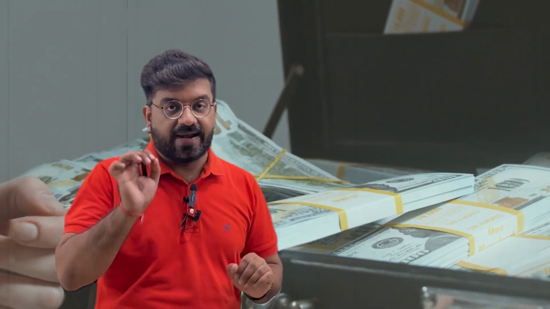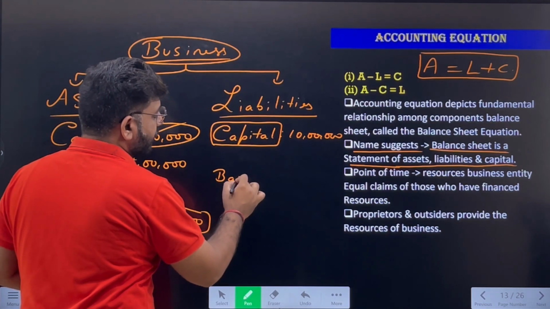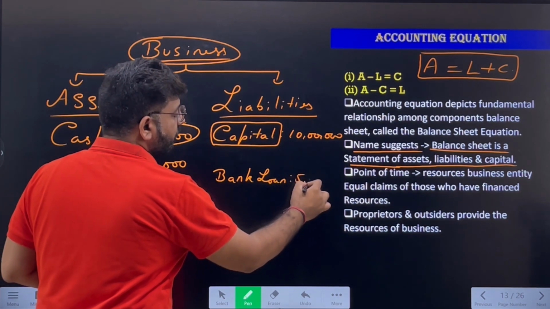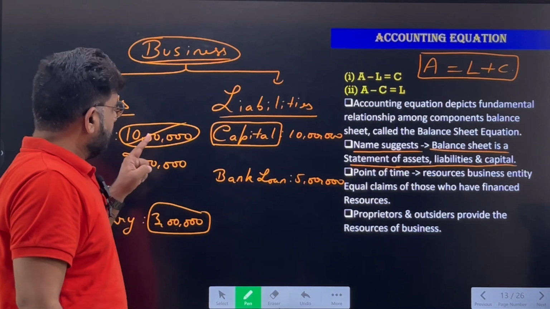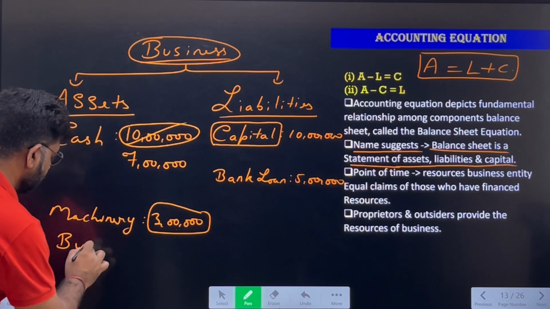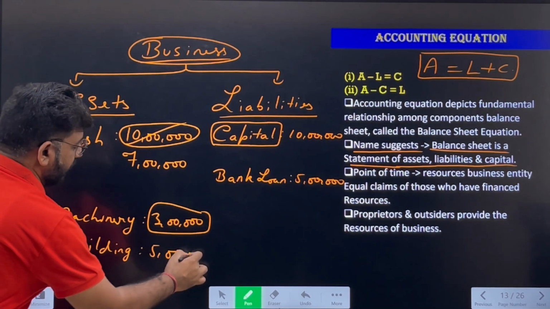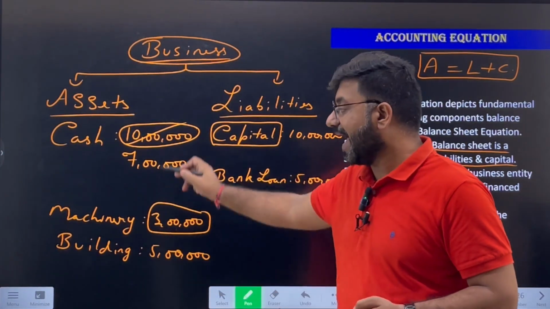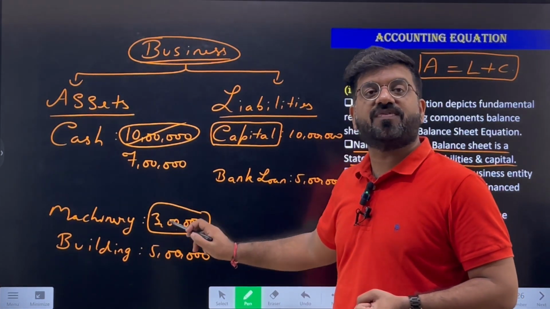Is that clear? Now what will be the scenario? In your liability, there will be another item with the name bank loan. So bank loan will appear with rupees 5 lakhs. Okay, and in the asset we will have a building. So in the asset we got a building for rupees 5 lakhs. Now in total we have 15 lakhs worth of assets, 7 lakhs of cash, 3 lakhs of machinery, 5 lakhs of building.